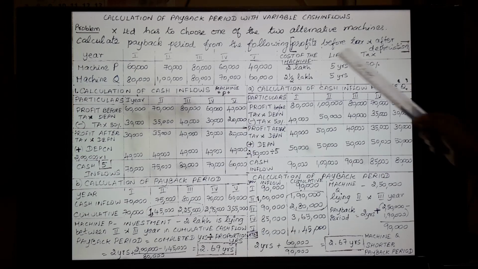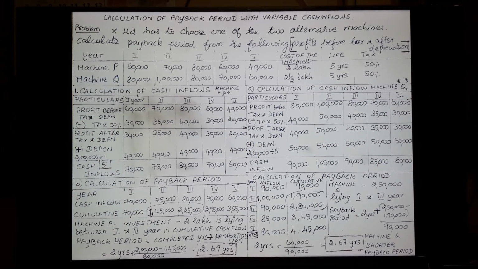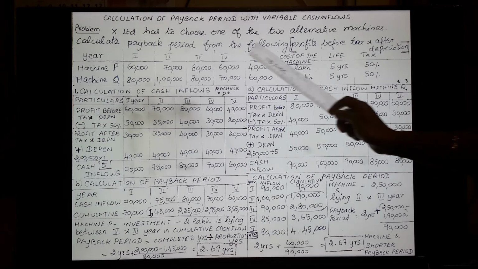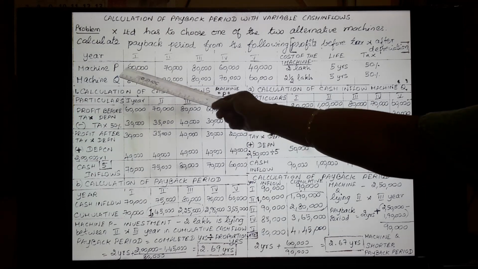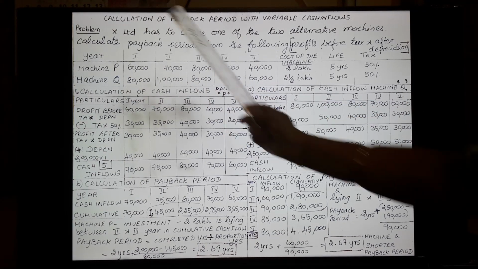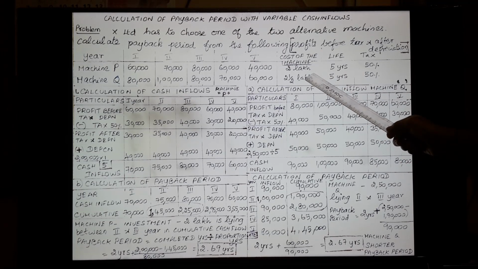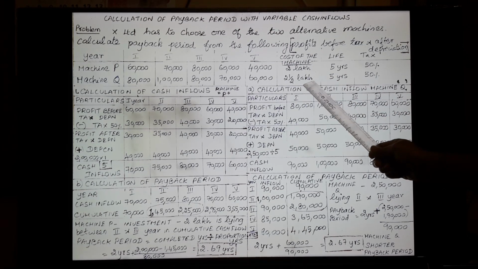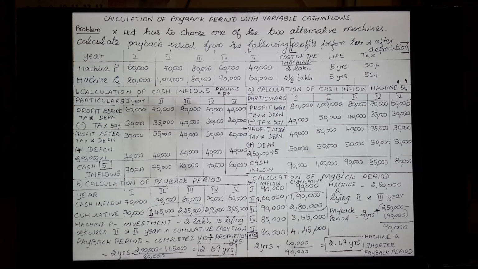In brackets it is given: profits before tax and after depreciation. This kind of problem we have already worked out, and now it has been given for 5 years. You have some cash inflows for two machines, machine P as well as machine Q. The new thing you have to learn is that the cost of the machine is given as 2 lakhs for machine P and 2.5 lakhs for machine Q, and the estimated life is 5 years for machine P and 5 years for machine Q, and the tax rate is 50% each.